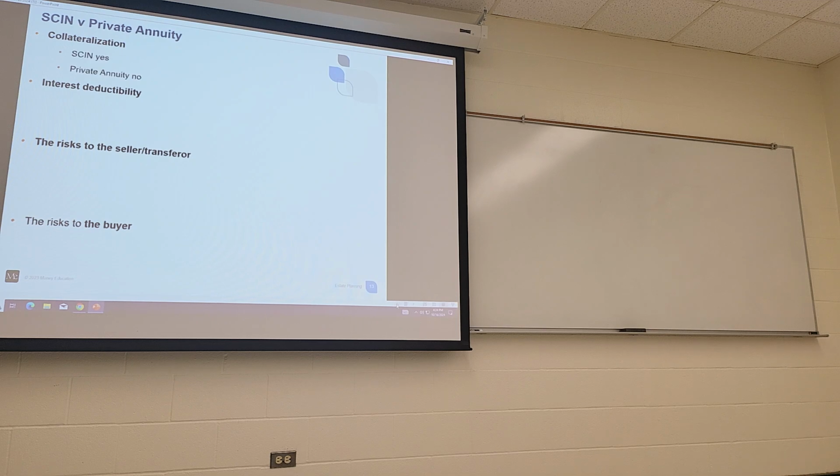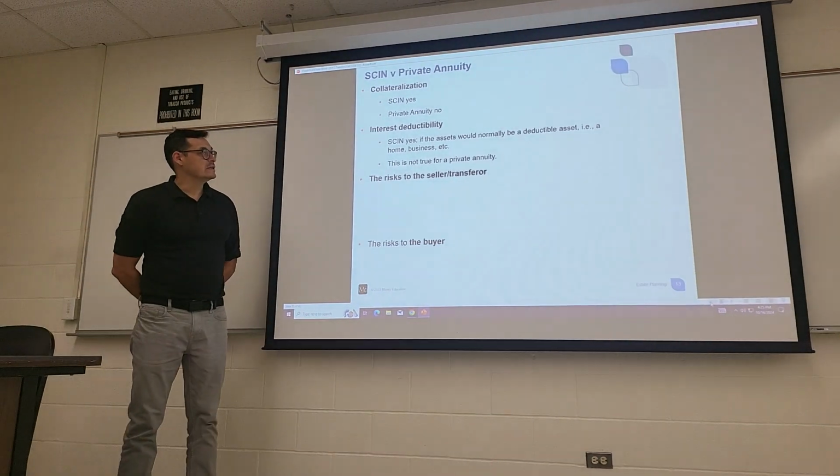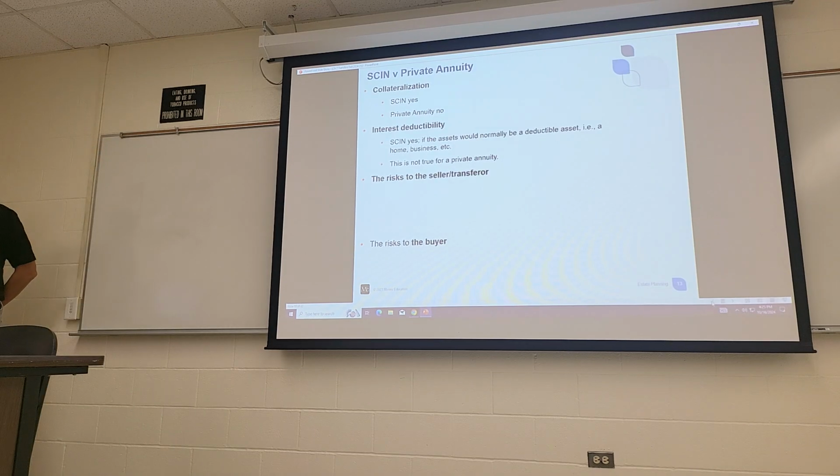Okay. Now, like I mentioned earlier, a private annuity is an unsecured promise, so there's no collateral. The asset's transferred, income is supposed to be coming in, but there's no way to redeem that as collateral anymore. With a SCIN, you can collateralize the property that was transferred, so that's a good one. You can deduct the interest if the asset would normally be a deductible asset. If you use a SCIN, okay, any interest accrued on a private annuity is not deductible.